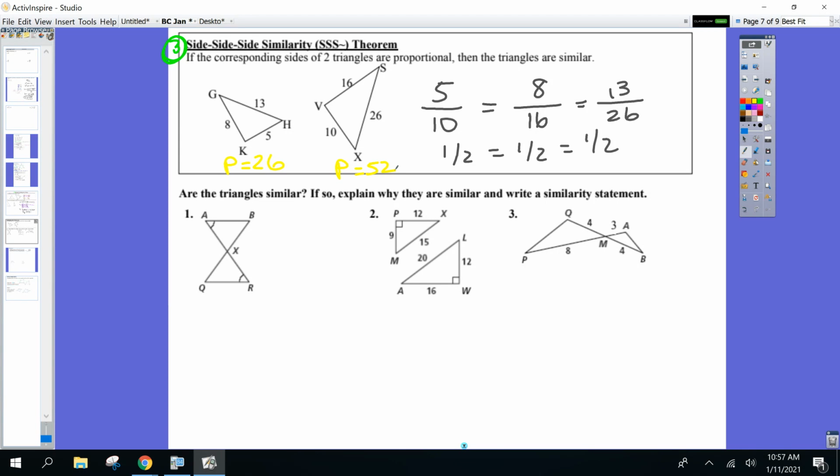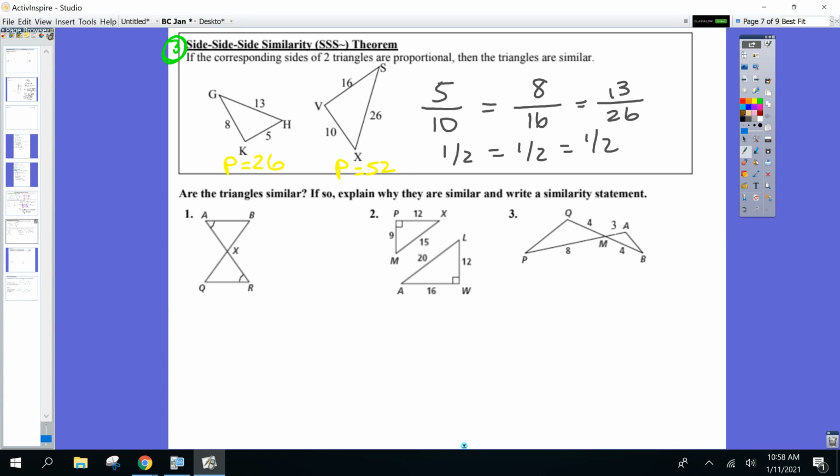If two triangles are similar, their perimeters will be in the same ratio as their sides. Okay, just a little heads up on that. The perimeters will also be in the same exact ratio as the sides. So 1/2. Good. All right, here we go. Example 1.